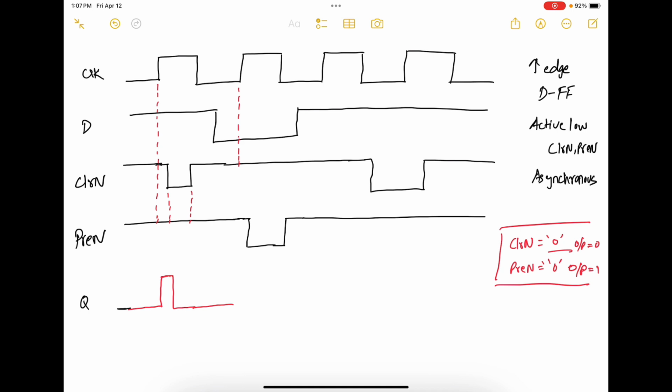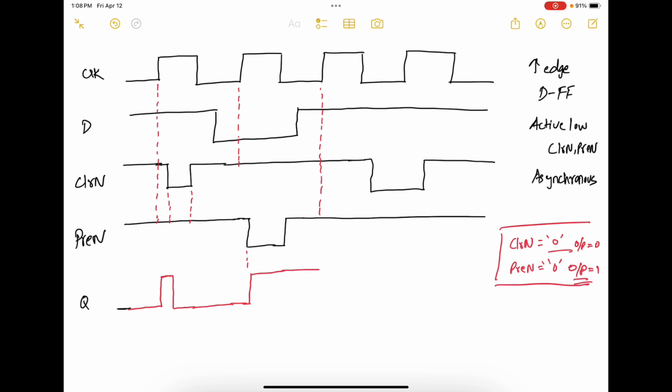At the next rising edge of the clock, your D is 0, ClrN is 1 and PreN is 1. So your output stays at 0. Now we see that PreN is 0. As soon as PreN is 0, output is 1. It doesn't really depend upon the rising edge of the clock. So after a short time, output goes 1, stays 1. Our next rising edge of the clock is here, so it's going to stay at 1.